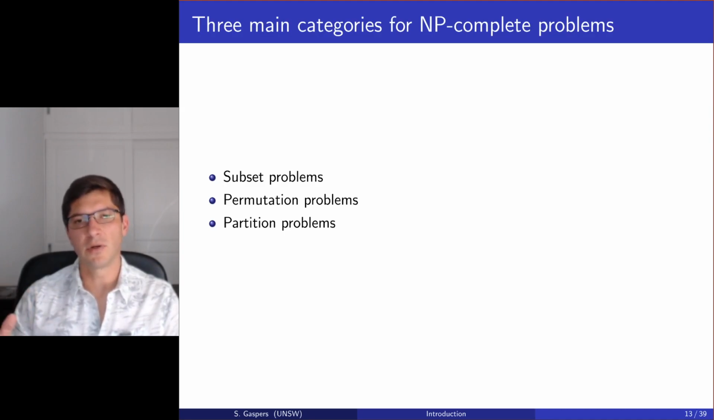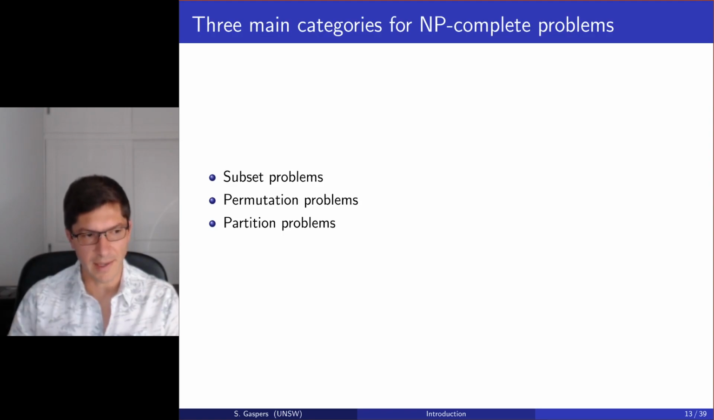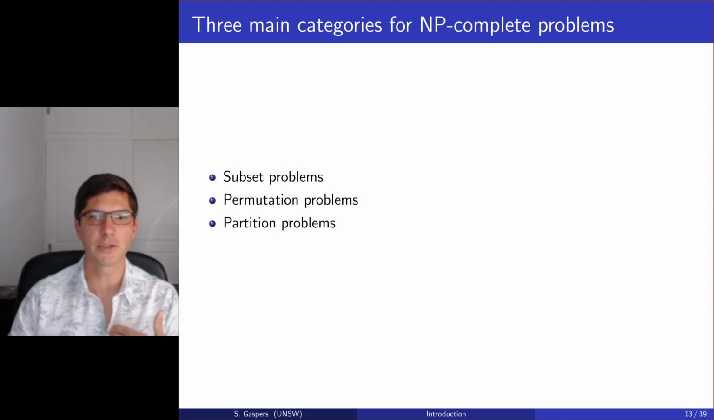There are lots of NP-complete problems that fit into these three categories. We have subset problems, permutation problems, and partition problems. These always tell us what this guessing stage looks like. In a subset problem, the non-deterministic Turing machine would guess a subset of something and then do a polynomial time check. In a permutation problem, it would guess a permutation of something, and in a partition problem, it would partition a set.